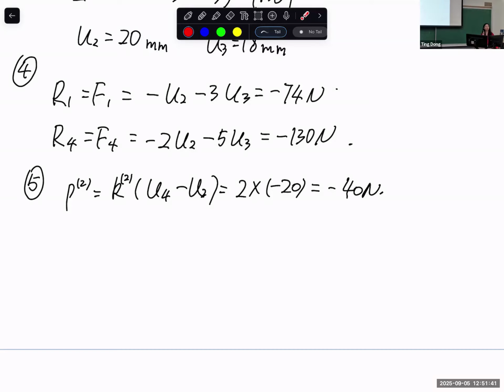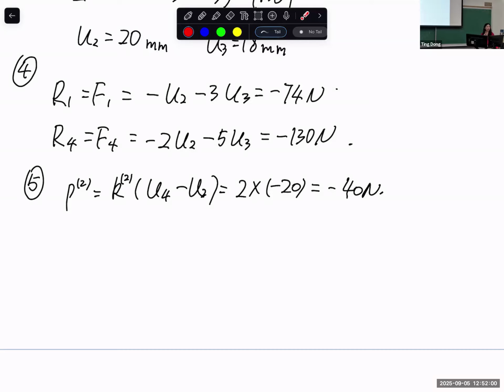In the last class, we talked about the spring element, the K matrix for the spring element, and how to do assembly. If we have a system composed of multiple spring elements, we covered how to apply boundary conditions, how to solve for the unknown degrees of freedom, and also how to solve for the reaction force.